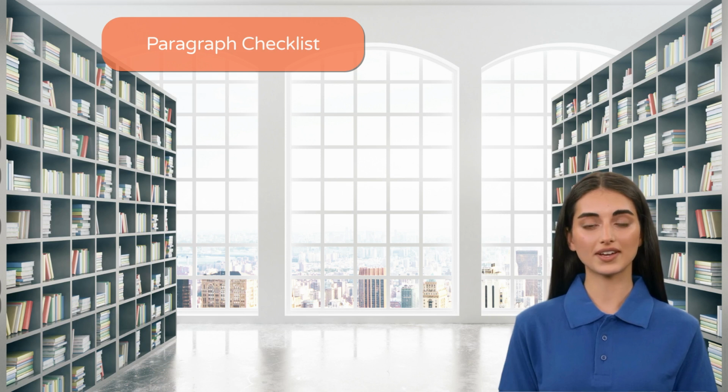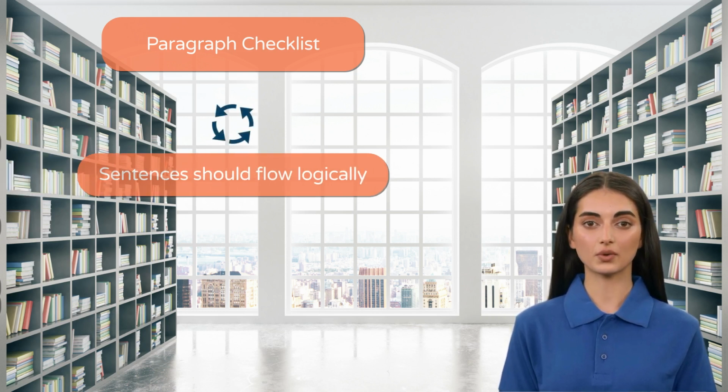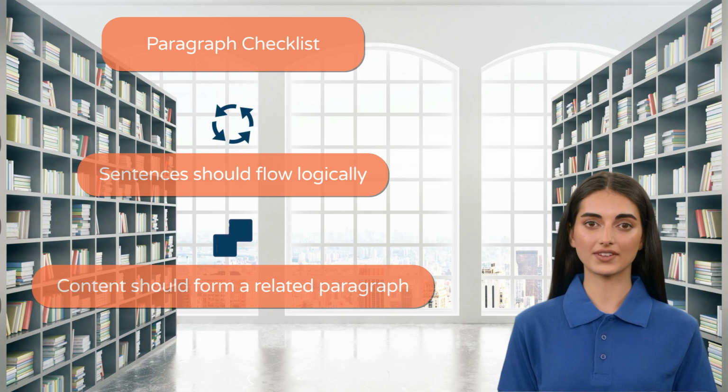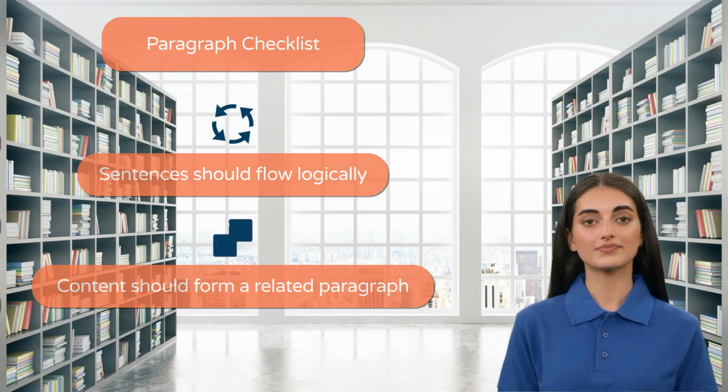So now let's move to our final checklist for you to take your paragraph writing skills to the next level. There are basically two things you need to look for when going through your paragraph. First, every sentence should flow logically from the previous one, thanks to transition sentences. The content should also come together to form a related paragraph.